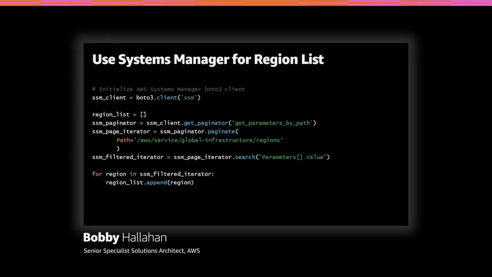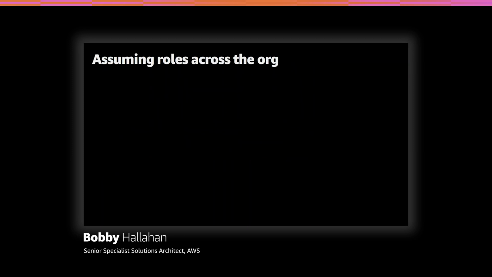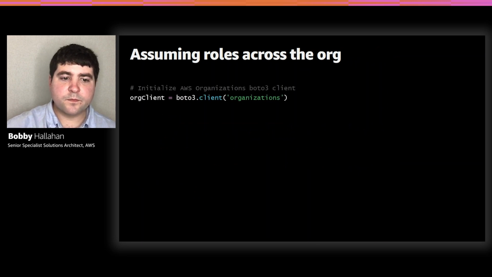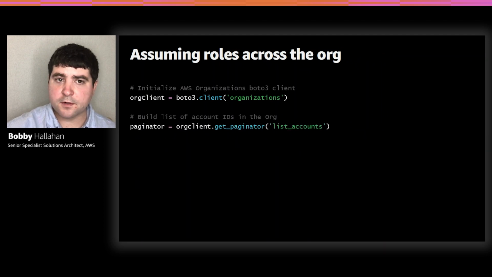So far, fairly straightforward. The next task is assuming roles across our organization. We have a list of regions, and now we also need a list of AWS accounts that we need to assume roles in. For this, of course, like we said, we'll use AWS Organizations. We'll create an Organizations client, and then we'll paginate over the list accounts API. If we have many AWS accounts in our organization, we'll probably need to page through those responses.